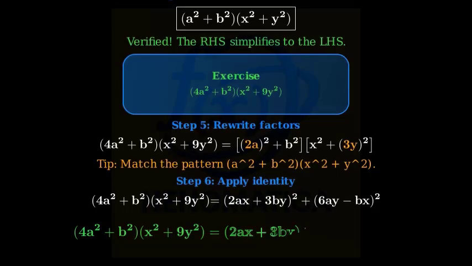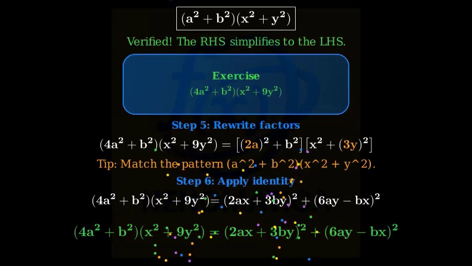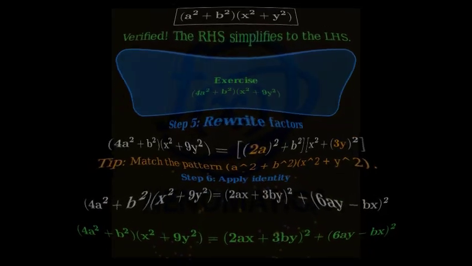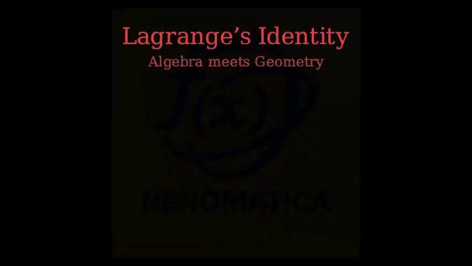The result is left parenthesis 2ax plus 3by right parenthesis squared, plus left parenthesis 6ay minus bx right parenthesis squared. Welcome to Lagrange's identity. It is a beautiful algebra and geometry bridge.